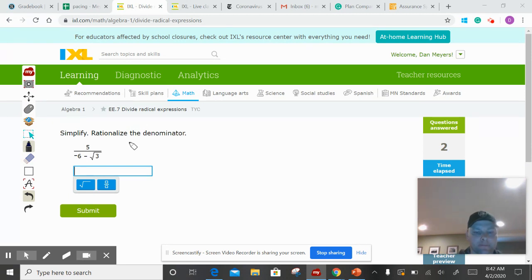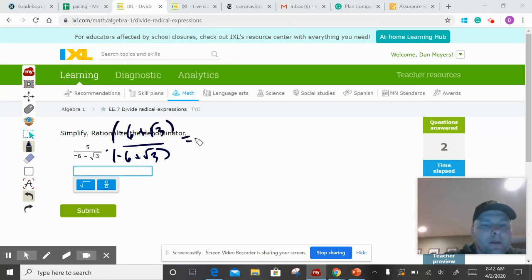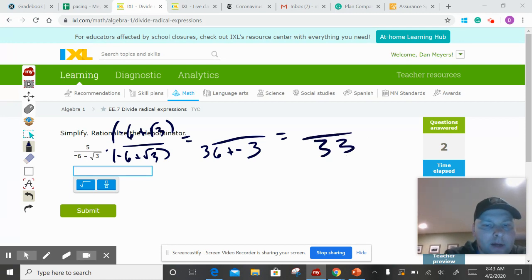Let's try this one. The conjugate of the bottom is going to be negative 6 plus root 3. And we do that to the top also, negative 6 plus root 3. This one now, let's not draw the rectangle. We know that the upper left corner is going to be negative 6 times negative 6. That's going to be 36. And the other two corners, the upper right and the lower left, will cancel each other out when we do the conjugate. And the bottom is going to be negative root 3 times positive root 3. That's negative 3. So that actually makes 33 on the bottom again here.